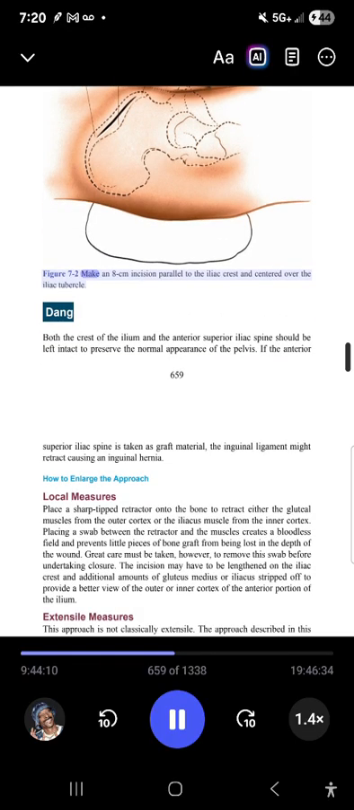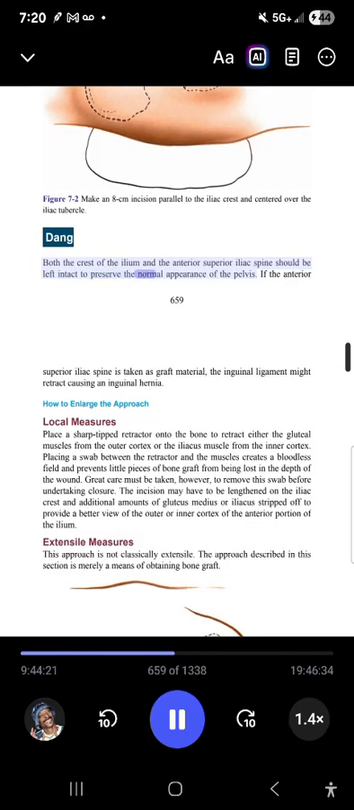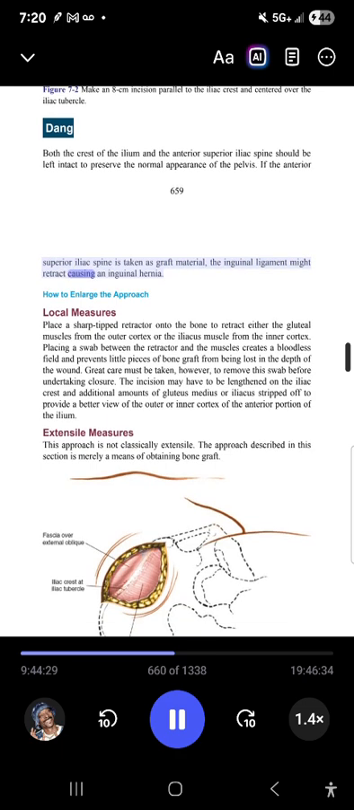Figure 7-2. Make an 8 cm incision parallel to the iliac crest and centered over the iliac tubercle. Both the crest of the ilium and the anterior superior iliac spine should be left intact to preserve the normal appearance of the pelvis. If the anterior superior iliac spine is taken as graft material, the inguinal ligament might retract, causing an inguinal hernia.